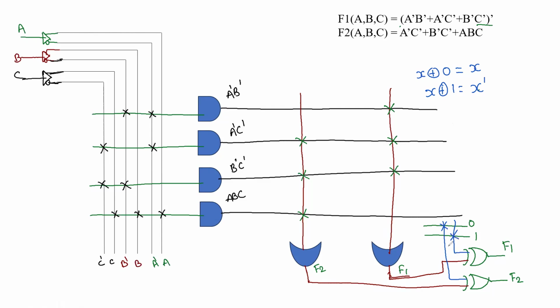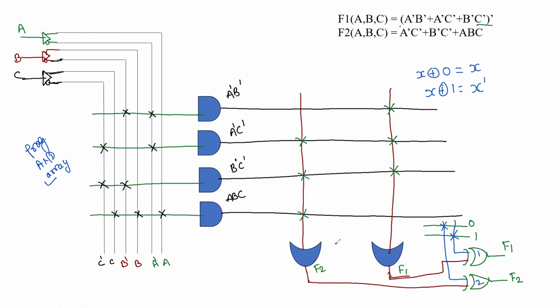So when the function has a complement, then only do we require the XOR gate. Otherwise, XOR gate is not required. Only up to the OR gate we are able to get our desired result. So in case of PLA, that is the programmable logic array, first we have the programmable AND array, then we have the programmable OR array. So here in this we have the programmable AND array part.